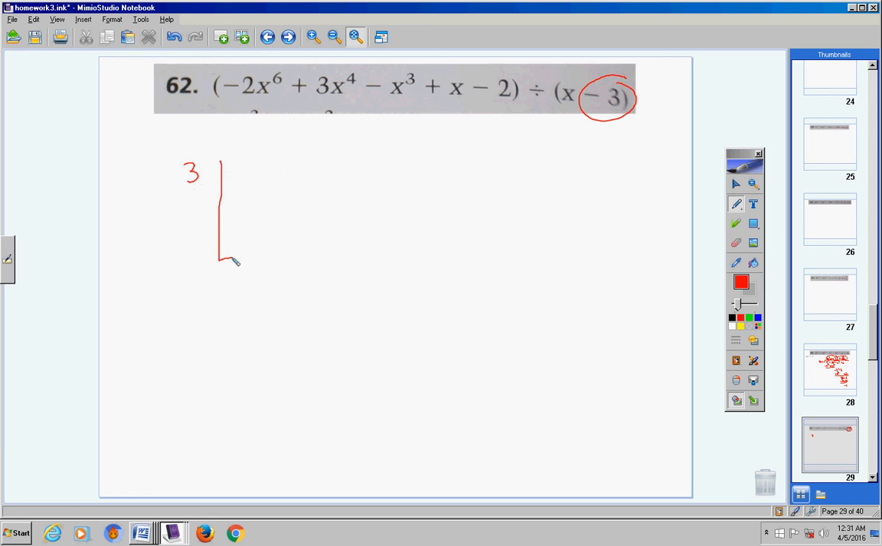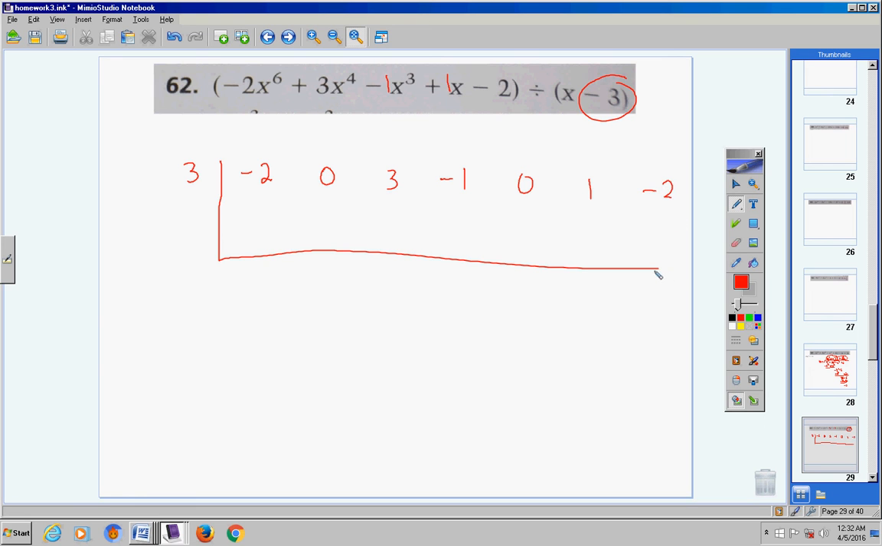And then you're going to write all of your coefficients. But we're missing some, so let's be careful. I put my negative 2. Then there's no x to the 5th, so I'll put a 0. Then 3 is for my x to the 4th. Negative 1 is for my x to the 3rd. There is no x squared, so put a 0. Then a 1 for my x term. And then negative 2 for my constant.